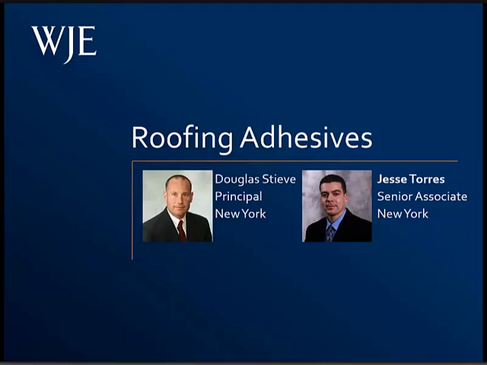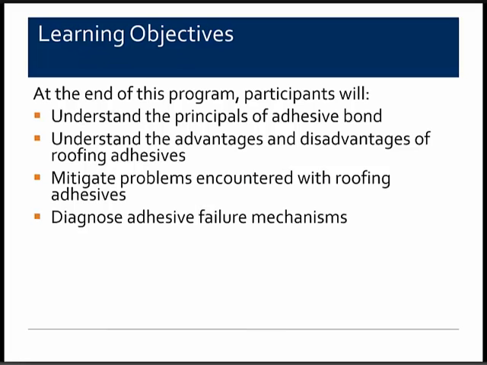All right, thank you, Rich. Thank you, Laurel. And good afternoon, everybody. First of all, we'll get through some last-minute housekeeping and discuss the learning objectives for AIA credits and in general. What we want to do is to understand the principles of what an adhesive bond is. We'll talk a little bit about the various advantages and disadvantages of using roofing adhesives versus other attachment methods. We're going to talk about problems that we've seen, how to mitigate them, and how to diagnose adhesive failure mechanisms.